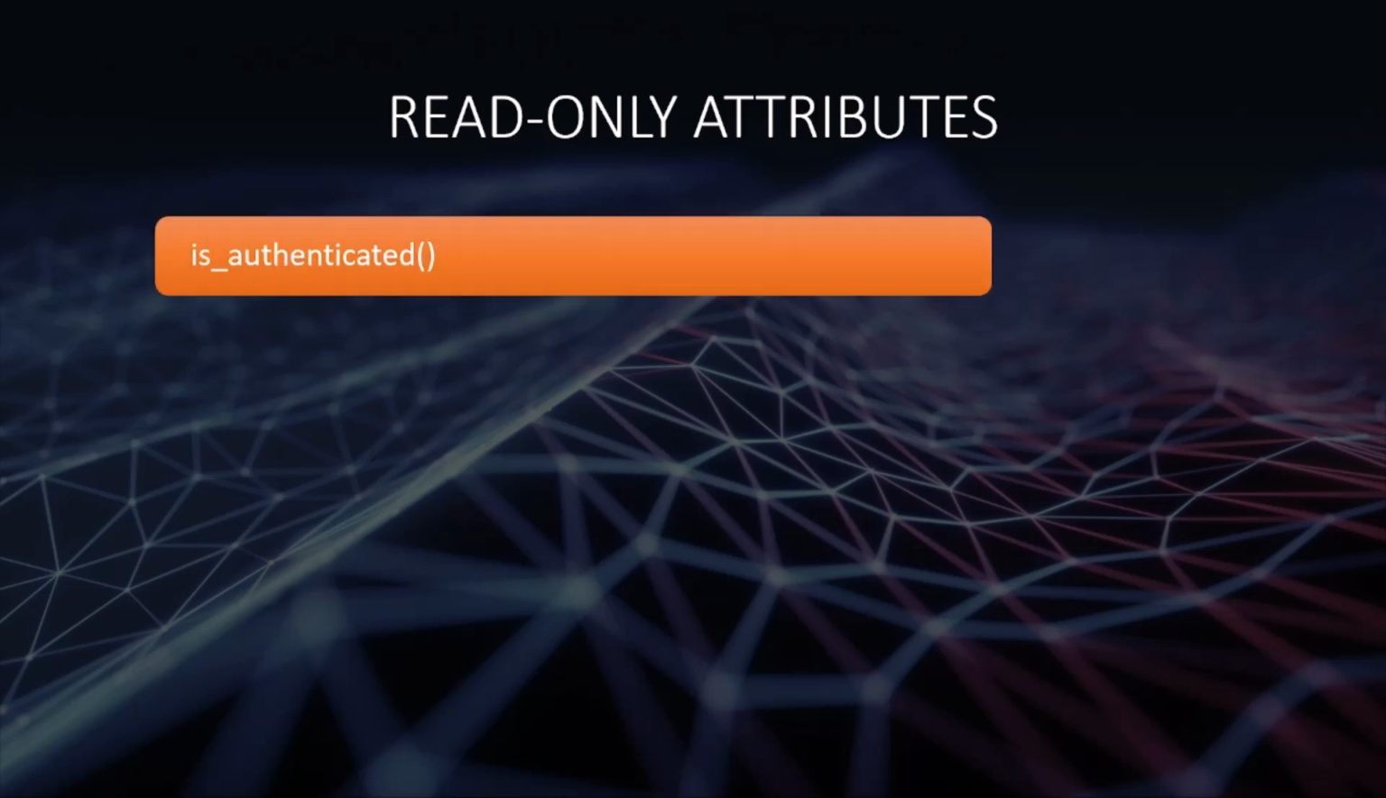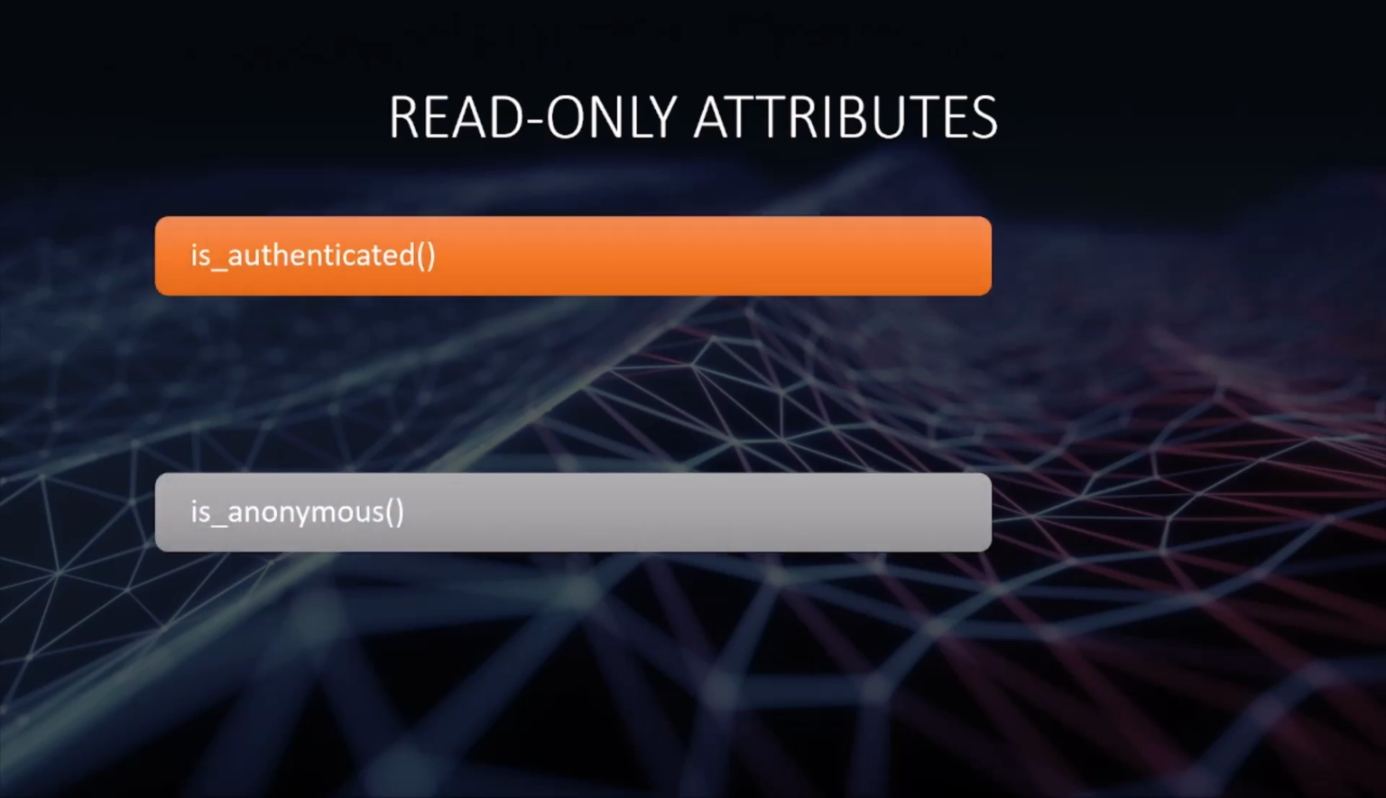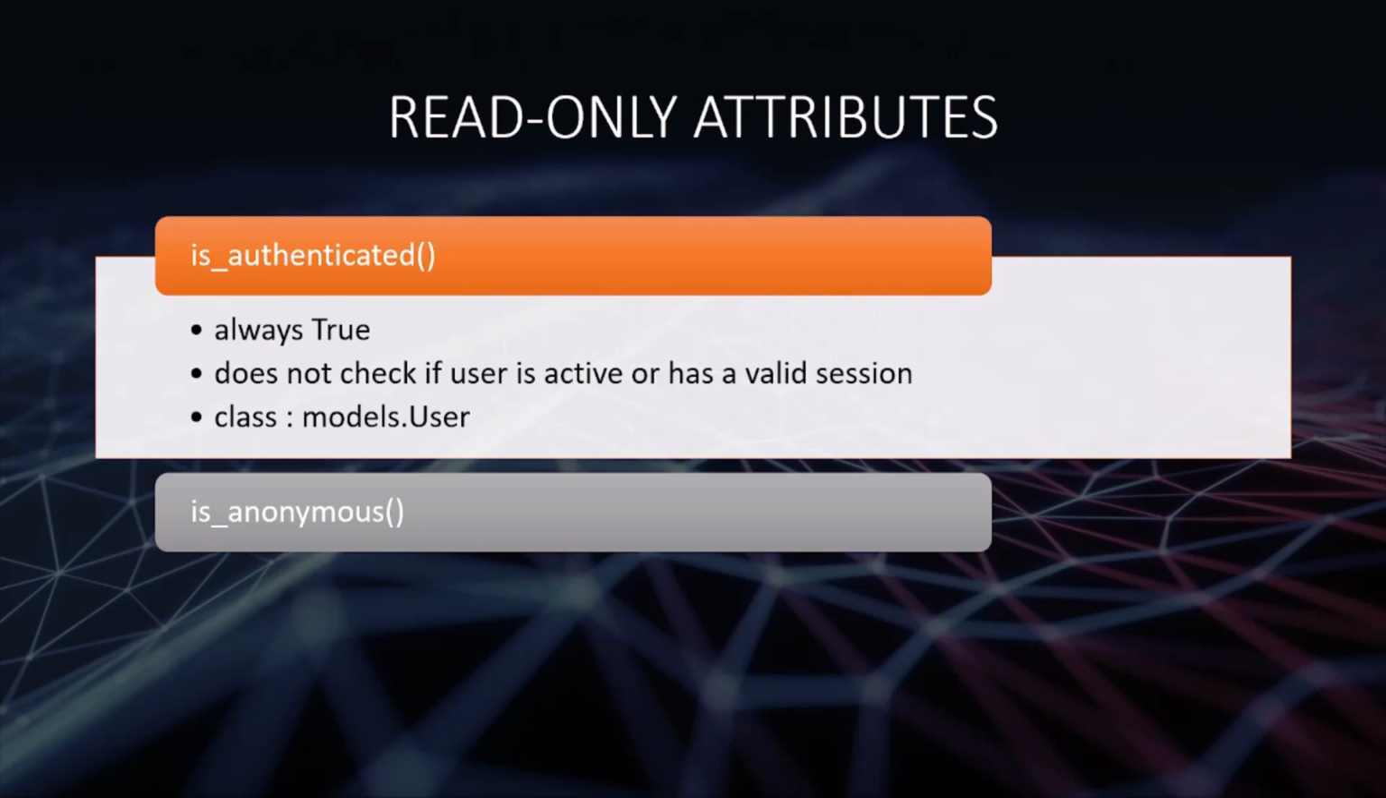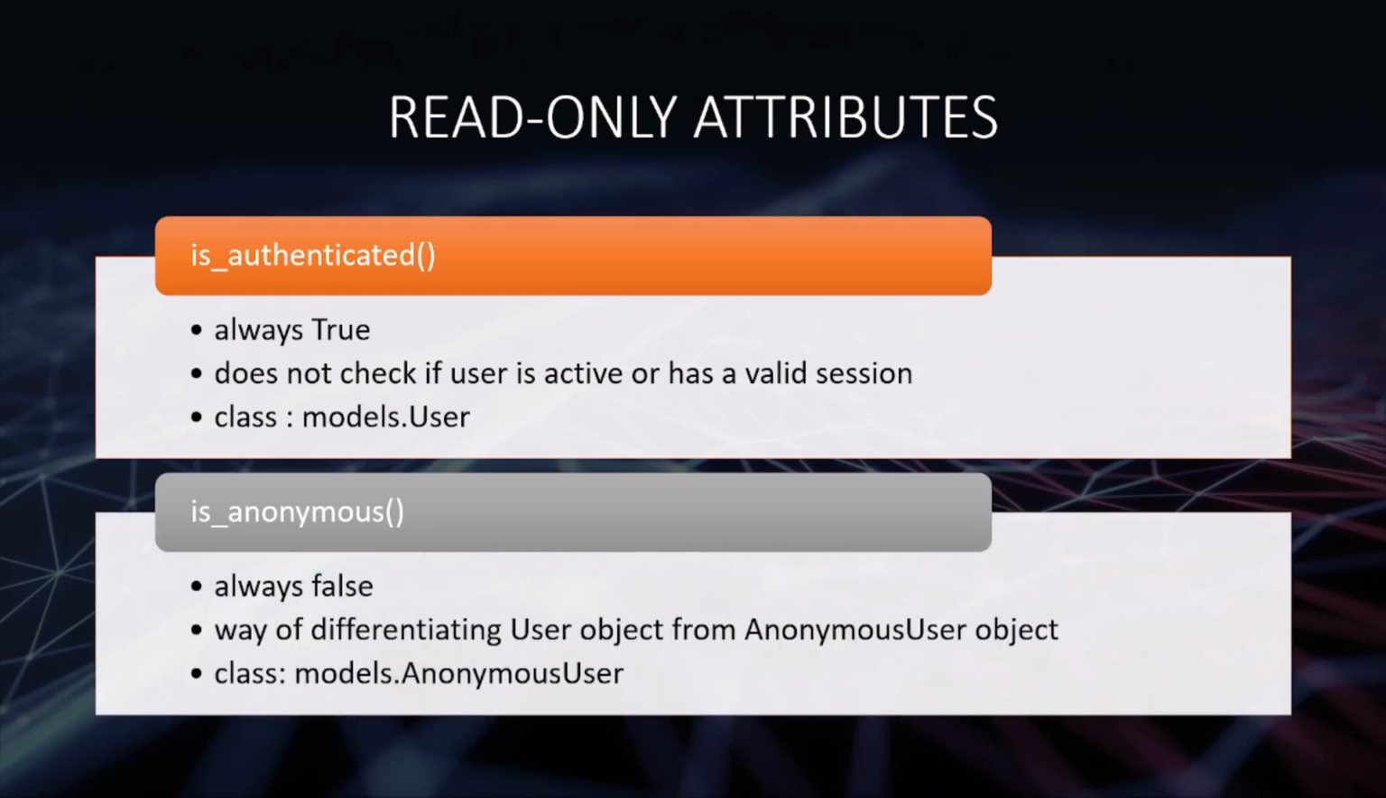Now let's take a look at the read-only attributes. We have is_authenticated and is_anonymous. is_authenticated is always true, does not check if a user is active, right? Also does not check if the user has a valid session. The class is the same, models.User. But is_anonymous, on the other hand, is always false. It's a way of differentiating between the user object and an anonymous user object. Note that the model is different, right?